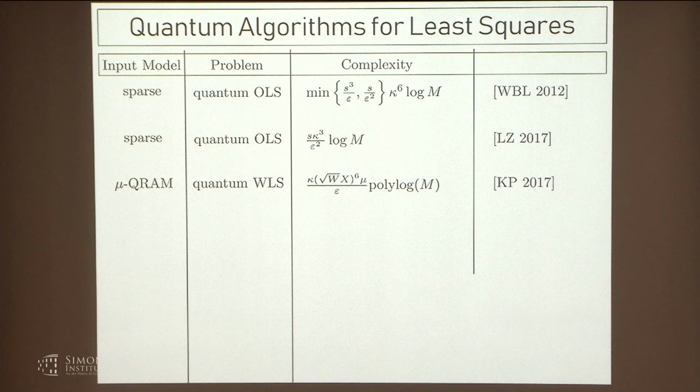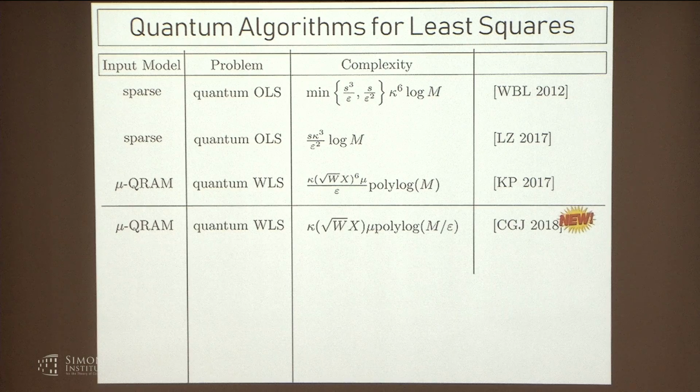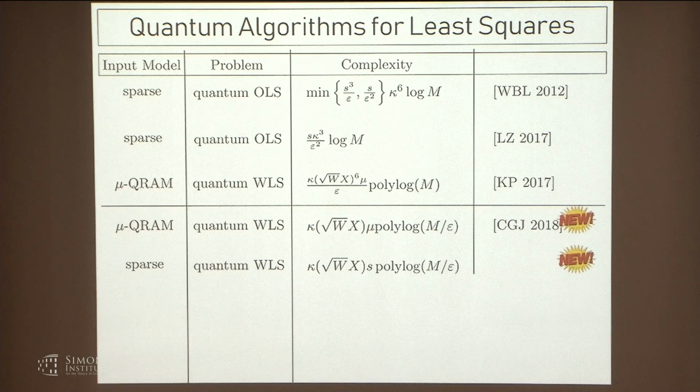Okay, so our first contribution is that we improve this weighted least squares algorithm. We improve from kappa to the 6th to just linear in kappa, in all of these different mu QRAM models. We also improve the dependence on epsilon from 1 over epsilon to polylog 1 over epsilon. And our algorithm also works in the sparse access input model. So with essentially the same algorithm in the sparse access input model, we now get complexity that depends on the sparsity.